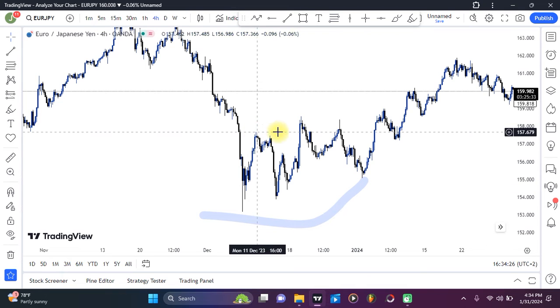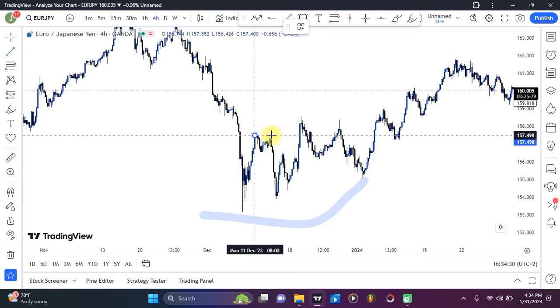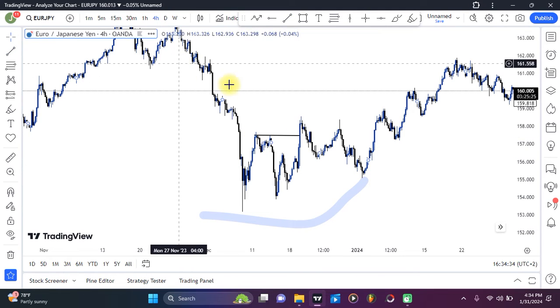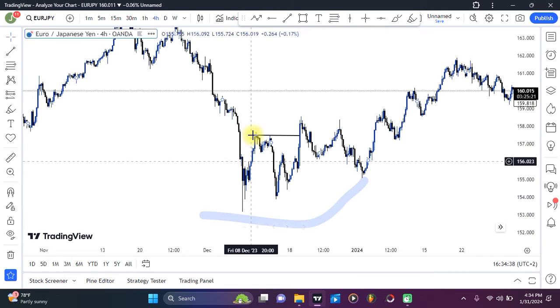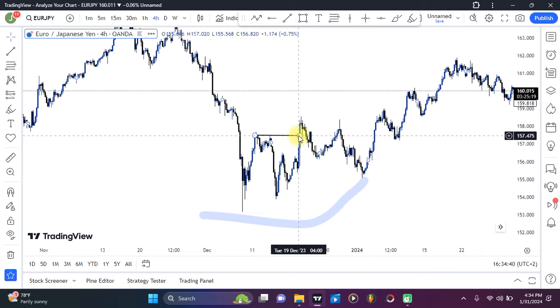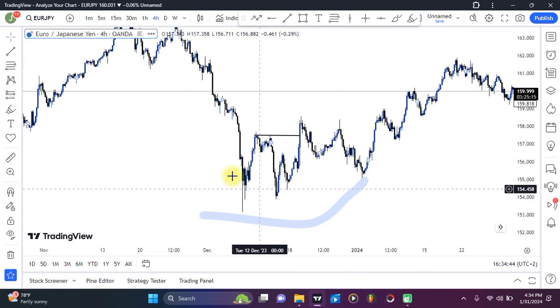We're going to focus on this range here because it took out the structure. As you can see here, we had a break of structure to the upside. So this was the retracement on the higher time frame structure, and this was a confirmation that now we are continuing with the trend. So this helps you to be in alignment with the trend.